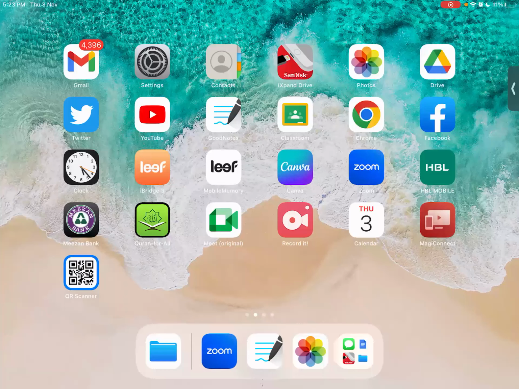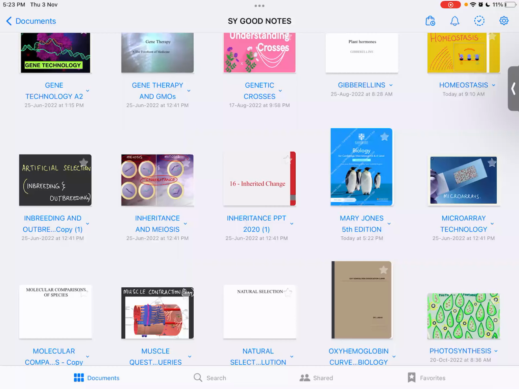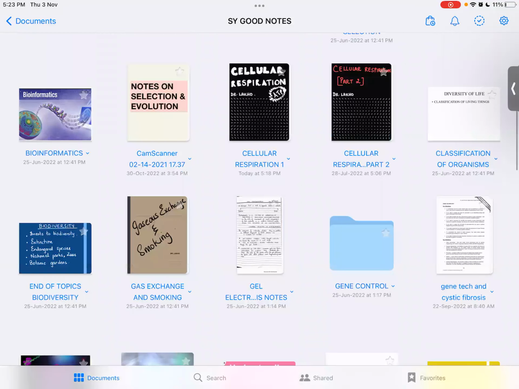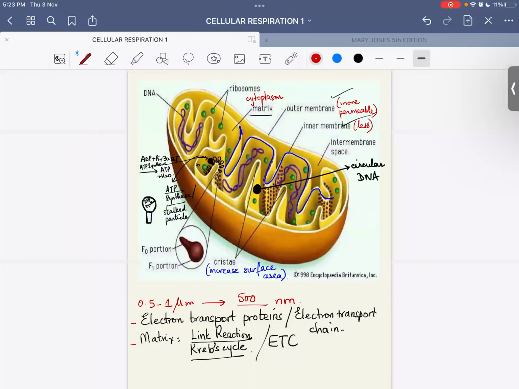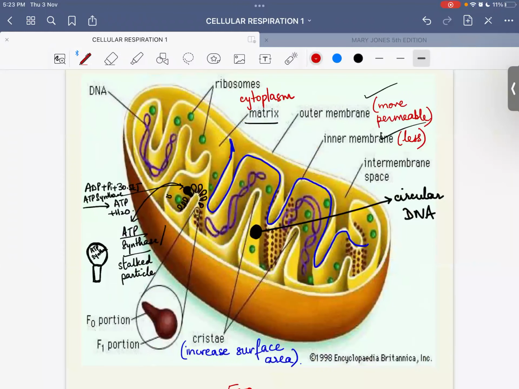ठीक है? अब हम दोबारा से यहाँ जाते हैं. We'll again go back to where were we? हाँ. ठीक है, this thing. अच्छा, you tell me now in your own words, how many parts of the mitochondrion have I discussed with you? एक दोबारा से बताओ मुझे, उसका function बताओ.